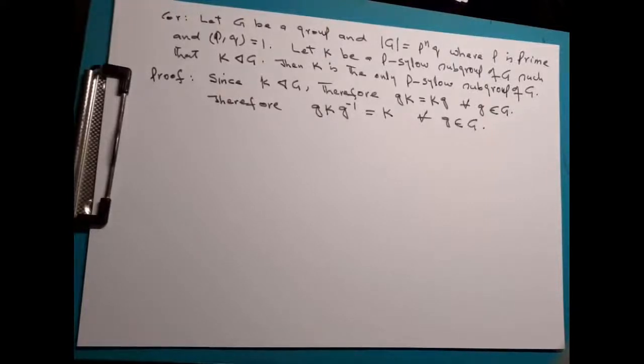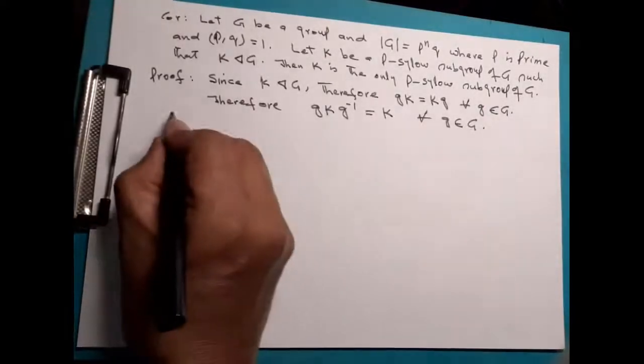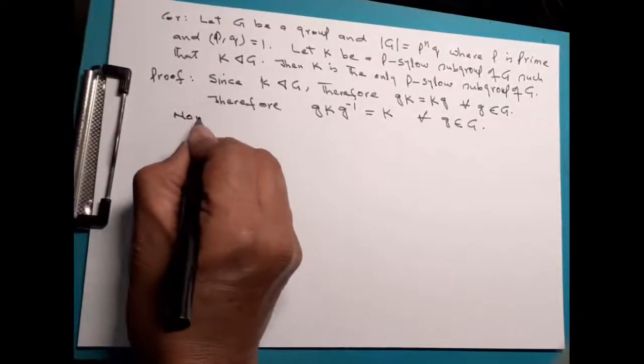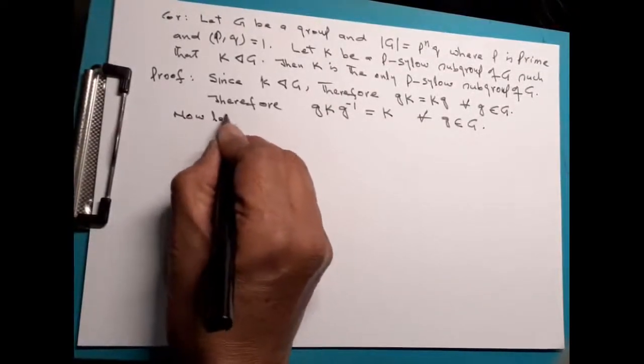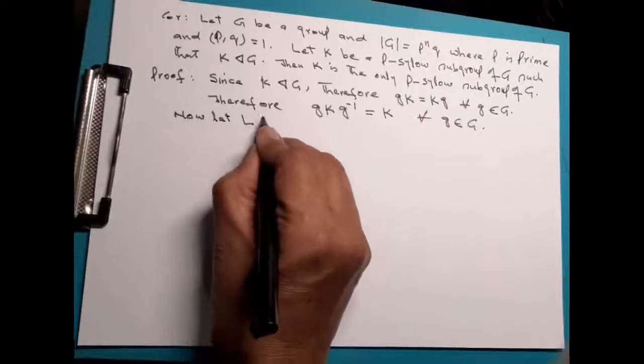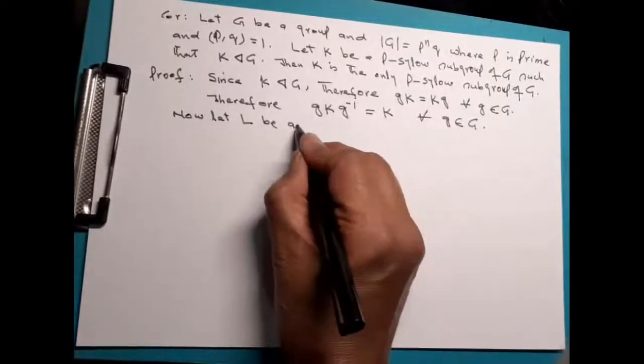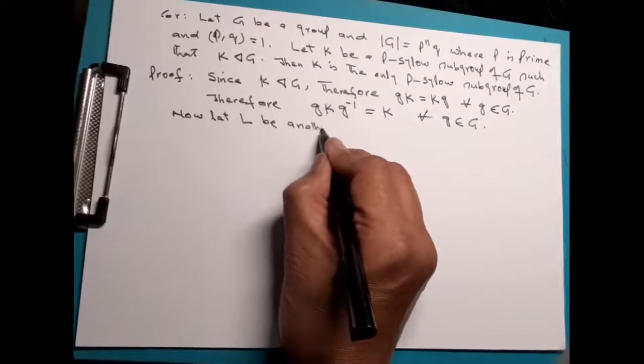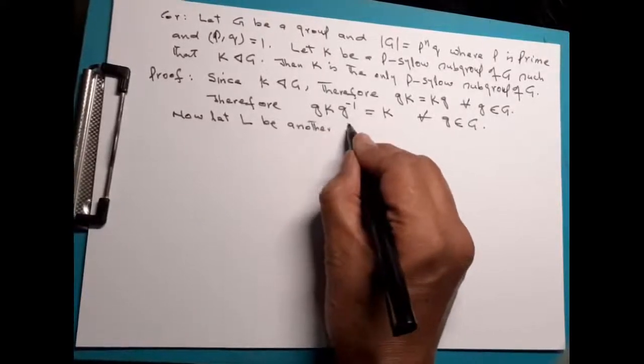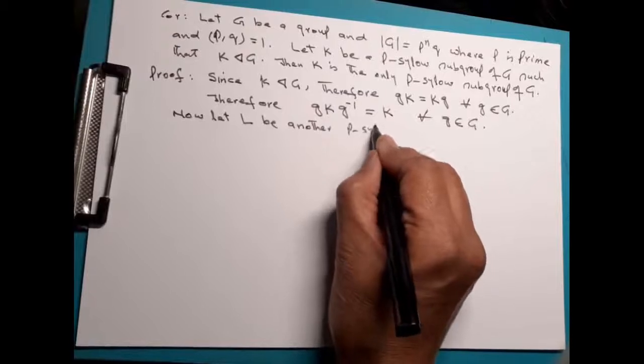Now let L be another, or maybe the same, p-Sylow subgroup of G.